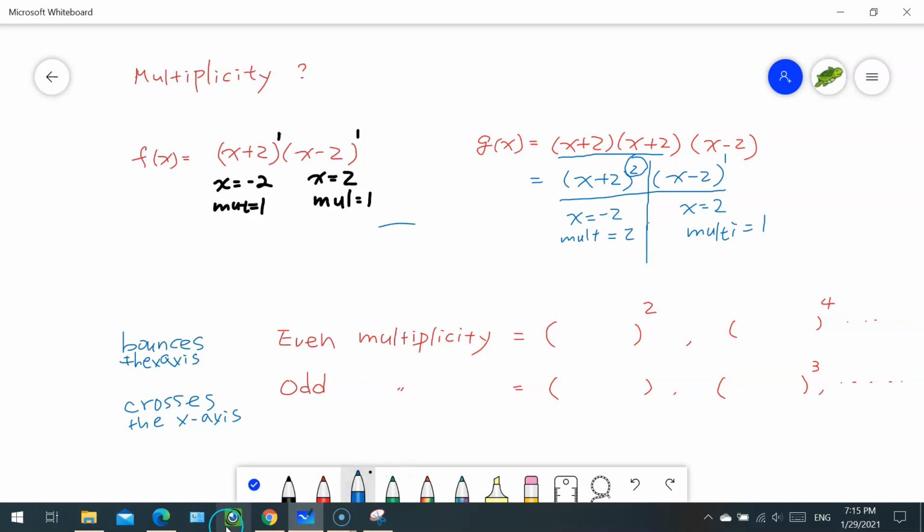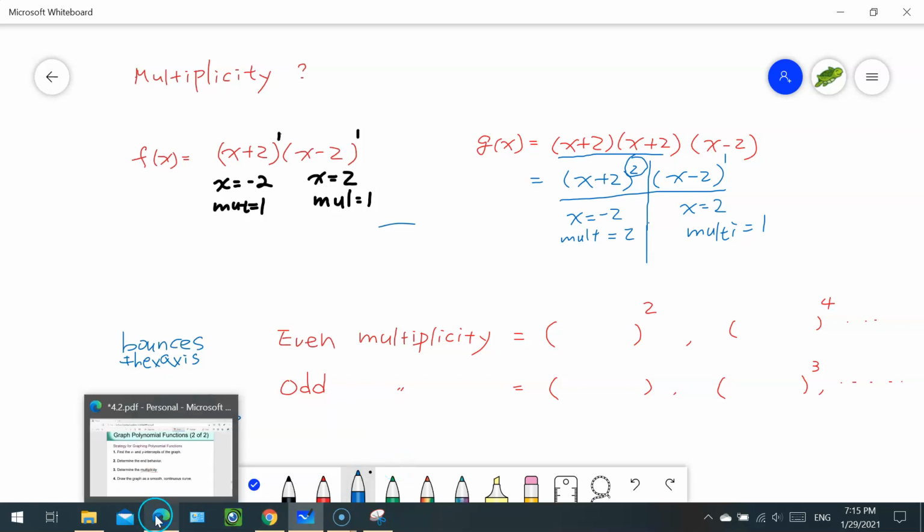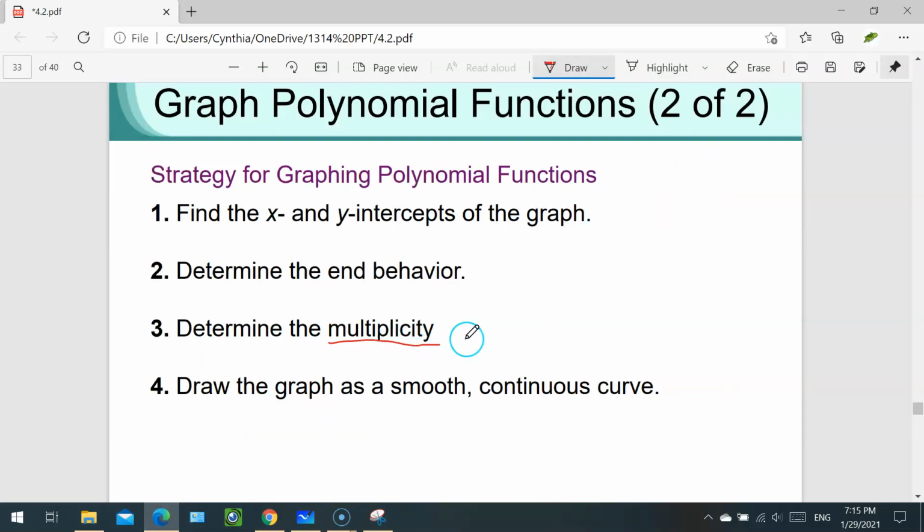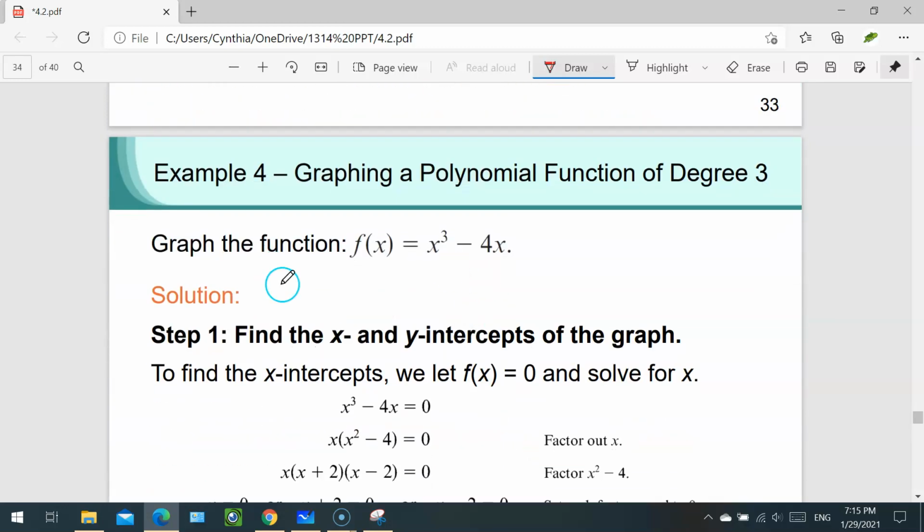So now we go back to look at the function from our slide. We have to graph this function. The function has x to the power 3 minus 4x. This is a polynomial. So we need to find the x-intercept. Finding the x-intercept, we let y equal 0.